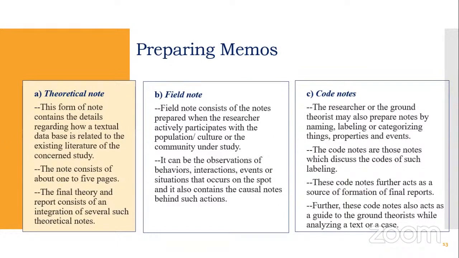Okay, so that's why it is important to mention in the memo writing why you think that that kind of behavior has taken place. Okay, so all these actually constitute the field note, right? Code notes. The researcher or the grounded theorist may also prepare notes by naming, labeling, or categorizing things, properties, and events. The code notes are those notes which discuss the codes of such labeling.